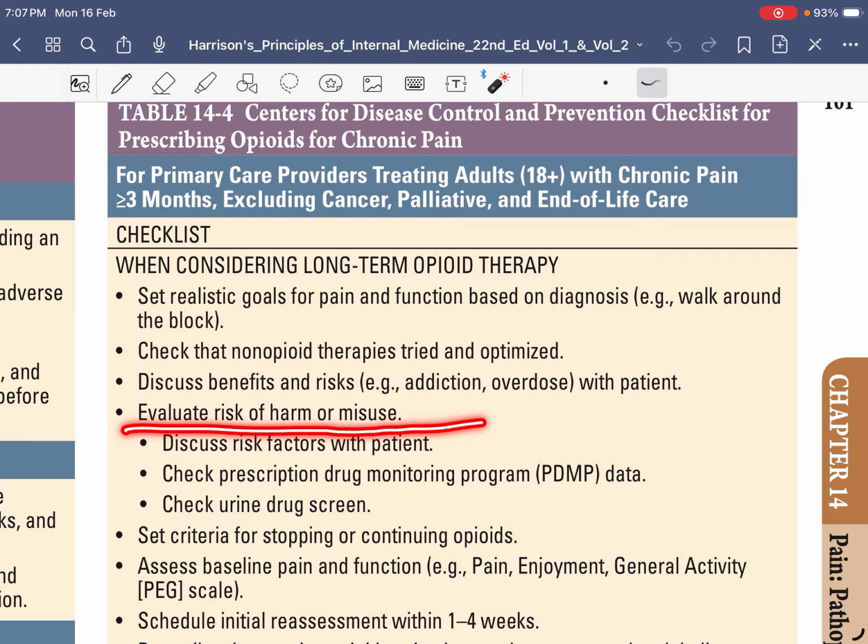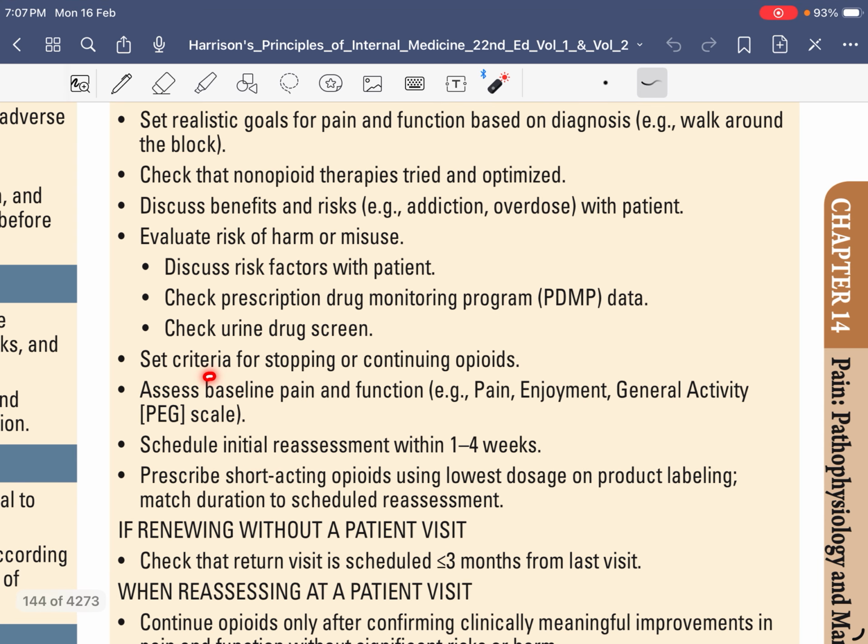Evaluate risk of harm or misuse. Discuss risk factors with the patient. Check prescription drug monitoring program data. Check urine drug screen. Set criteria for stopping or continuing opioids. Assess baseline pain and function, for example, pain, enjoyment, general activity, that is the PEG scale. Schedule initial reassessment within 1 से लेकर 4 weeks.